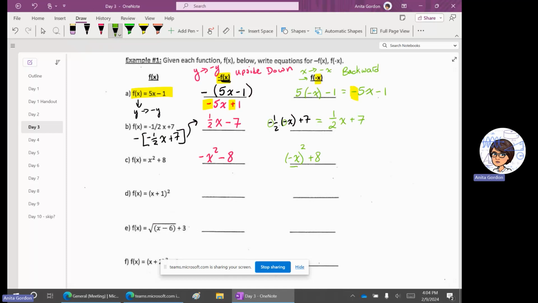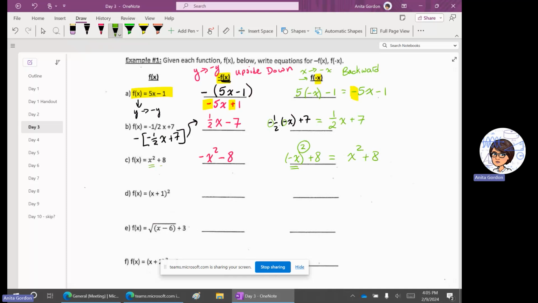Now here I have a negative inside the bracket, and I have a squared outside of the bracket. Anything squared is going to end up being a positive number, right? Negative times negative is positive. Positive times positive is positive. So I can actually even simplify this further to just say x squared plus 8. Does that make sense? Let's check.